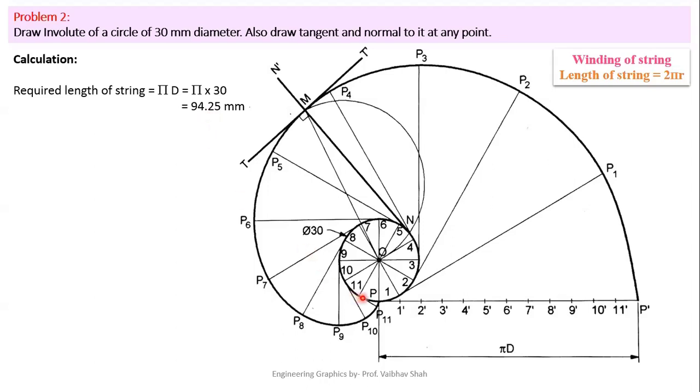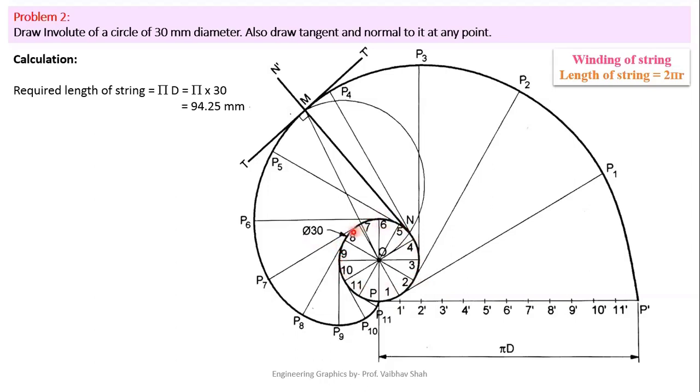So first of all, we have to draw one circle with the given diameter, which is nothing but diameter 30 mm. So this is the symbol of diameter, which is known as phi. So phi 30 means diameter of the circle is 30 mm. So we have drawn this circle with 30 mm as a diameter.